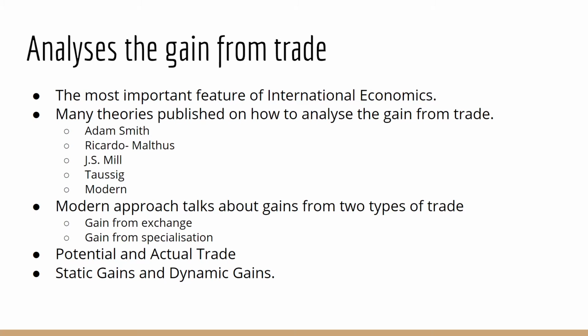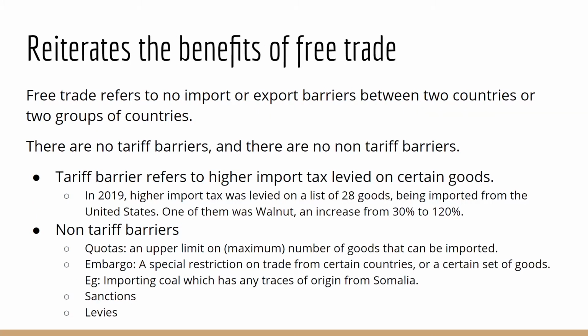The second point reiterates the benefits of free trade. This concept of free trade is of great importance in recent times. Basically, free trade, as it shows on the screen, refers to no import or export barrier between 2 countries or 2 groups of countries. 2 groups of countries has to be written because, let's say, there's the European Union, which is kind of a group. So if they are dealing with another group of countries, or a country, then it might be a group of countries against a single country.